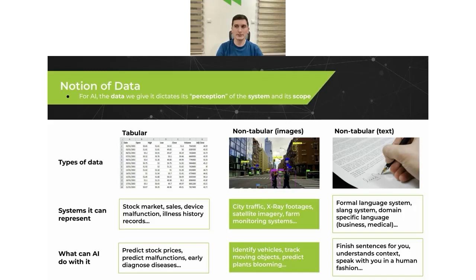And if we are talking about these different types of data, then we should also be talking about the different systems these data can represent. Here's a list below, right? So we are talking about stock markets, but we are also talking about farms, city traffic, different language systems or language domains, if you want, like business, legal, medical. We are talking about X-ray images or even device malfunctioning data, IoT data, and so on and so on.